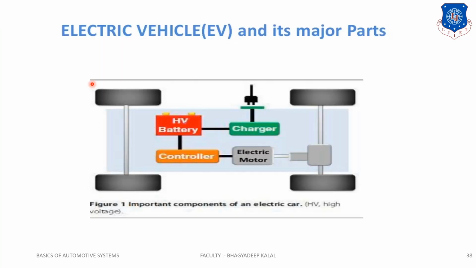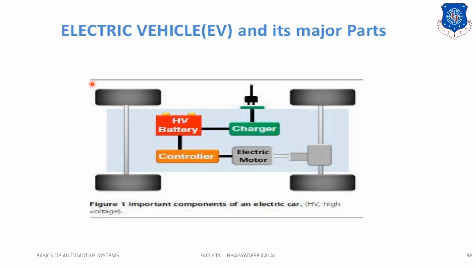So these are the electric vehicles and their major parts, which are shown in this diagram. Basically, there are types of EV: HEV, the hybrid electric vehicle, and EV, and PHEV is another type. But in our topic, only the EV is there. EV is nothing but the electric vehicle.